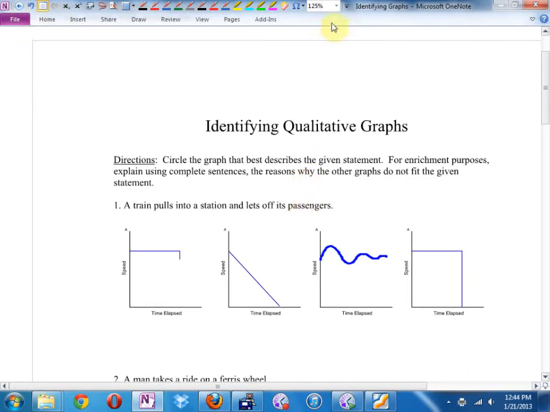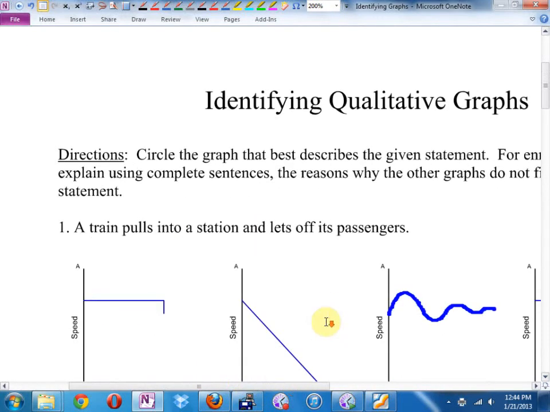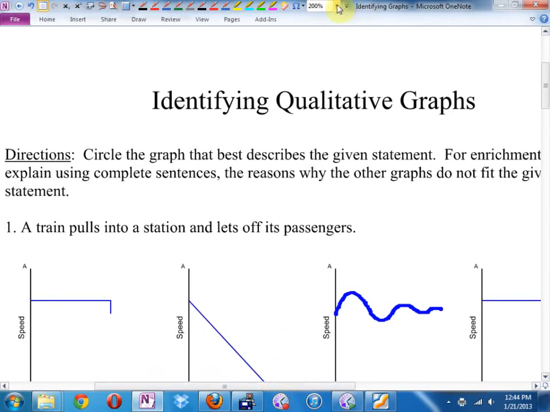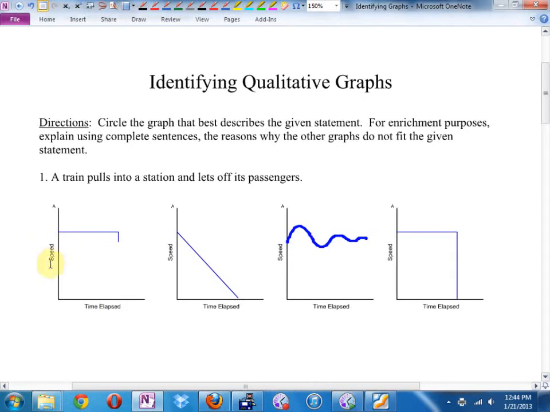A train pulls into a station and lets off its passengers. And the four graphs, can I fit all four in there? Not at that magnification. Here's the four graphs. On the y-axis, we have speed. On the x-axis, we have time elapsed. So there are the four possible graphs that describe a train pulling into a station and letting off its passengers. And you need to ask yourself, which of those do you think is the best example of what that graph might look like? Now, these are qualitative graphs, no numbers.